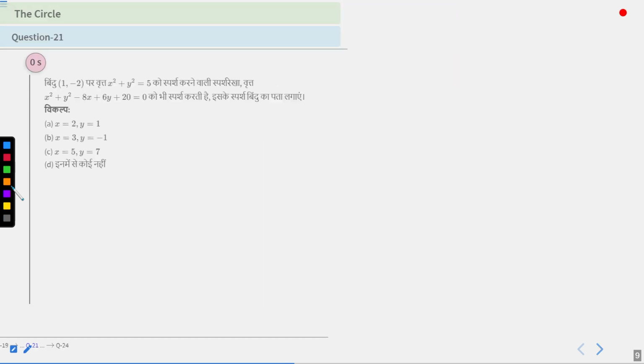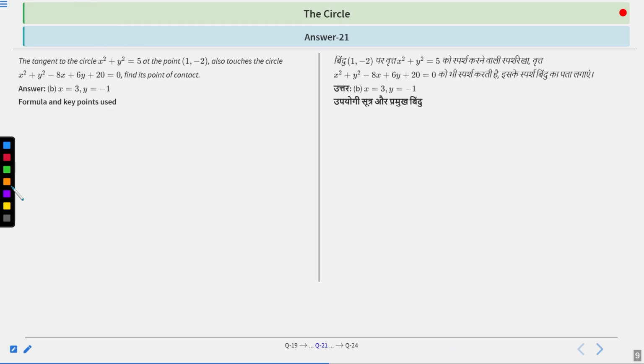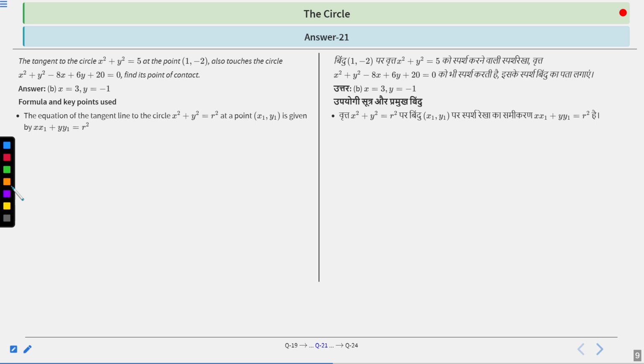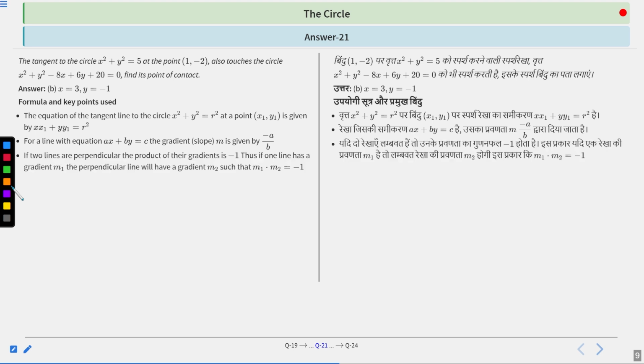Okay, let's move to the solution part. So the formula and key points we will use here: the equation of the tangent line to the circle x square plus y square is equal to r square at a point (x1, y1) is given by x x1 plus y y1 is equal to r square. For a line with equation ax plus by is equal to c, the gradient or slope m is given by minus a by b. If two lines are perpendicular, the product of their gradients is minus 1. Thus, if one line has a gradient m1, the perpendicular line will have gradient m2 such that m1 into m2 is equal to minus 1, right?